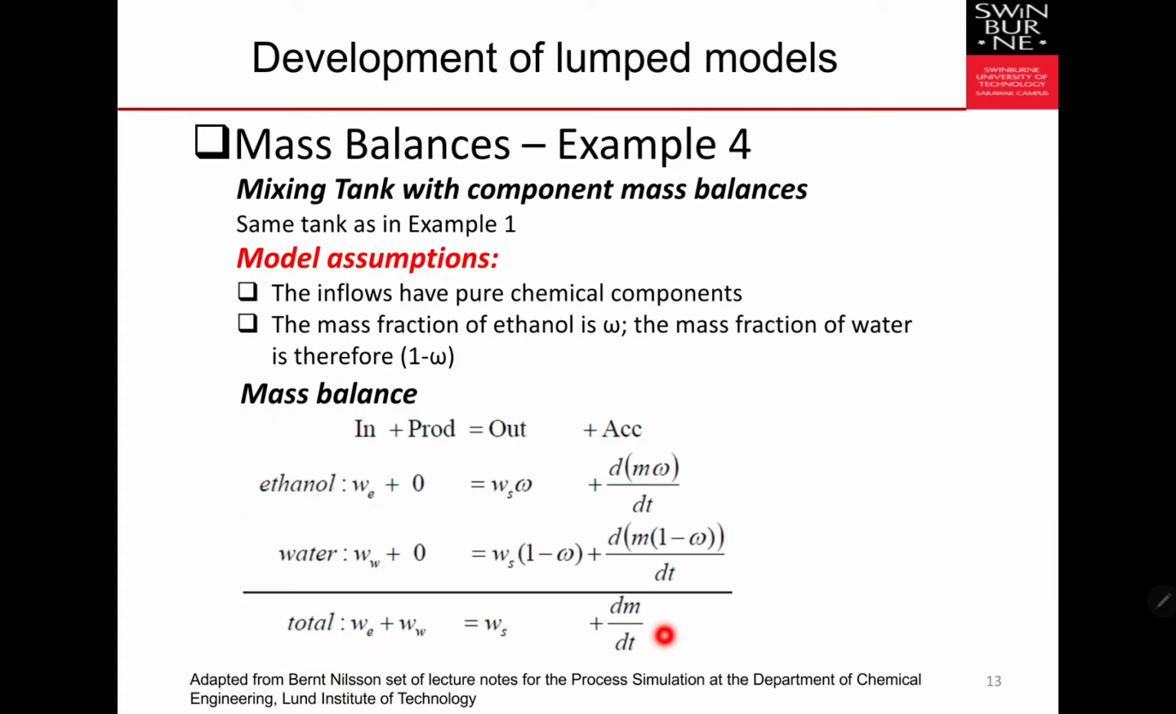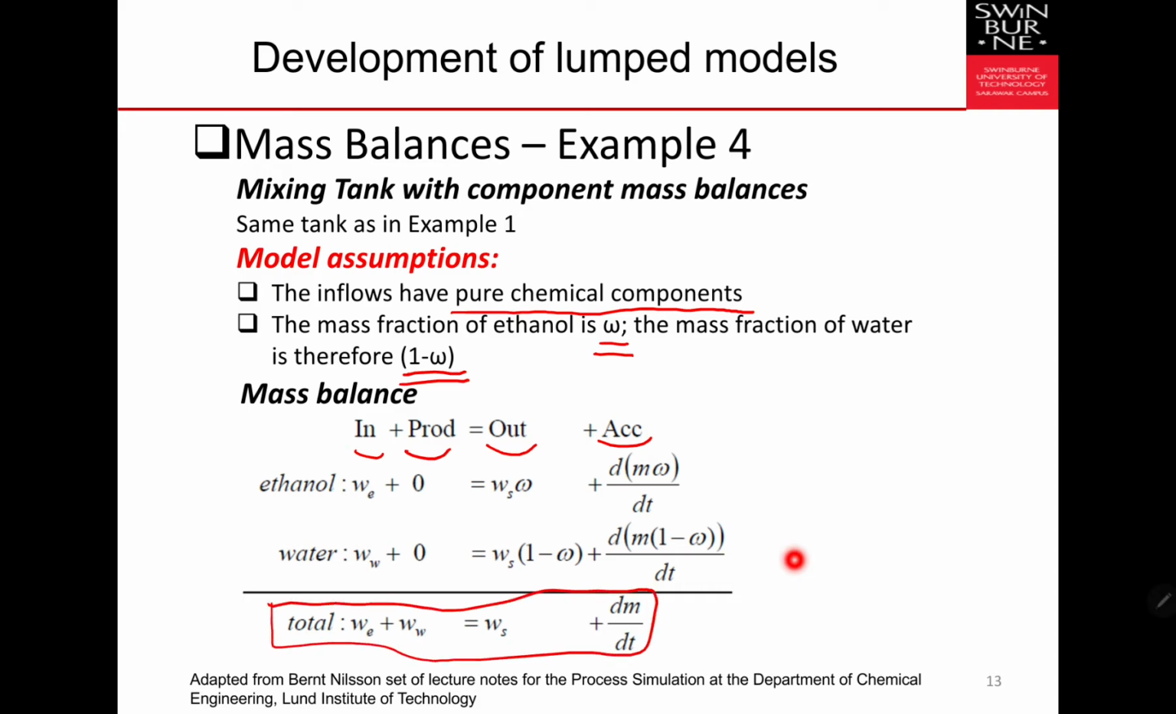Then the next example. The next example is the same as example 1, except in here we are using component mass balances where the inflows have pure chemical components. The mass fraction of ethanol is defined as omega. The mass fraction of water is 1 minus omega. If we put in plus prod equal to out plus accumulation, then we will get this term accordingly. And if we sum the component mass balance of the ethanol plus the component mass balance of the water, then we get a total mass balance as expressed in here.